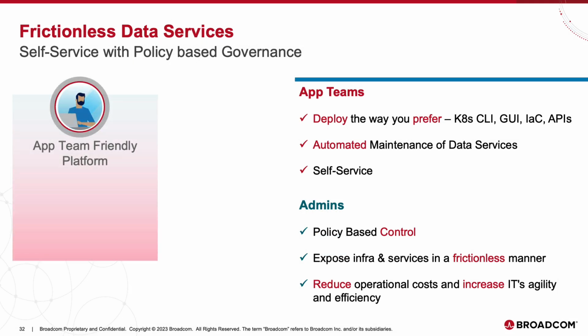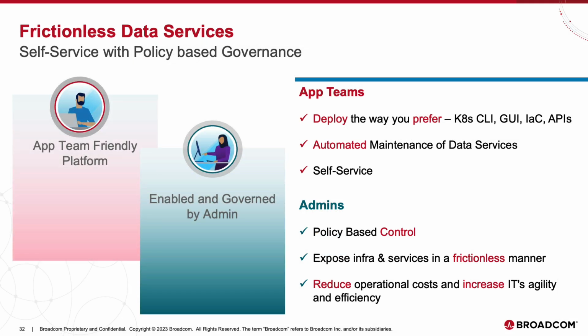So in summary, application teams get self-service and can use their preferred way of deploying data services while getting automated backups and patching. Infrastructure admins retain control through policy-based enablement. Repetitive tasks are reduced for the data teams while they maintain visibility. Data Service Manager 2.0 provides the frictionless database as a service experience that application teams require while still ensuring that infrastructure teams have governance and control.